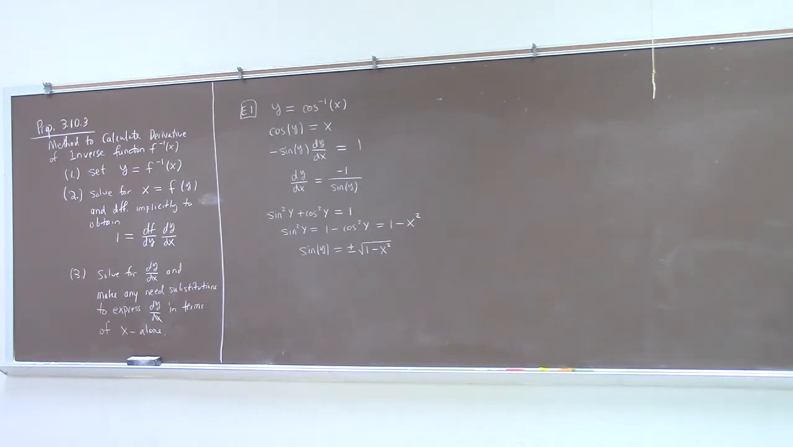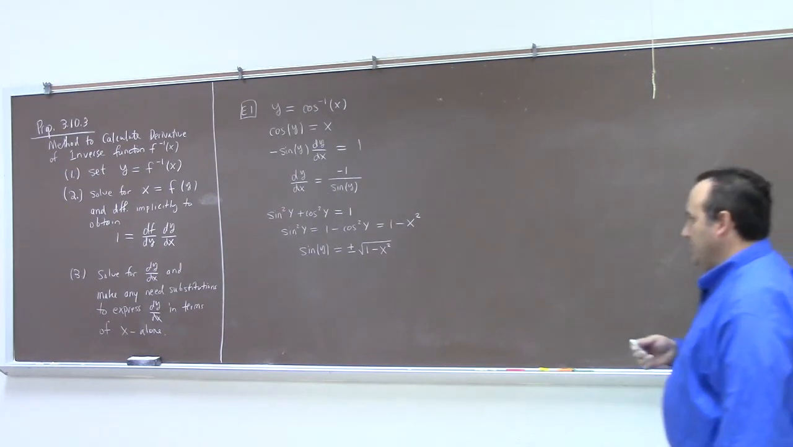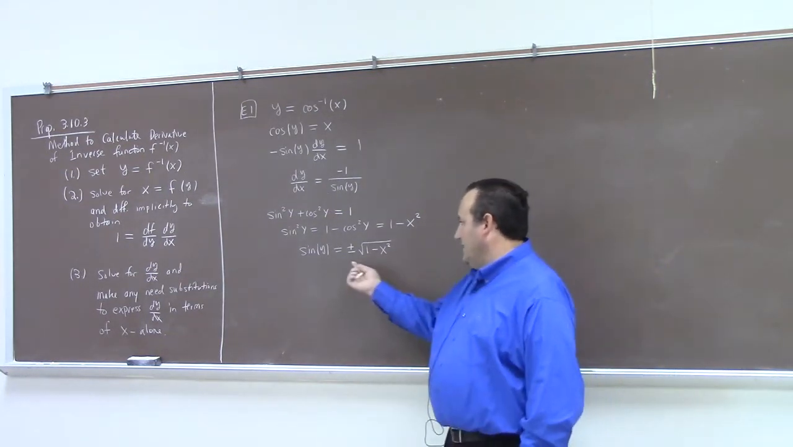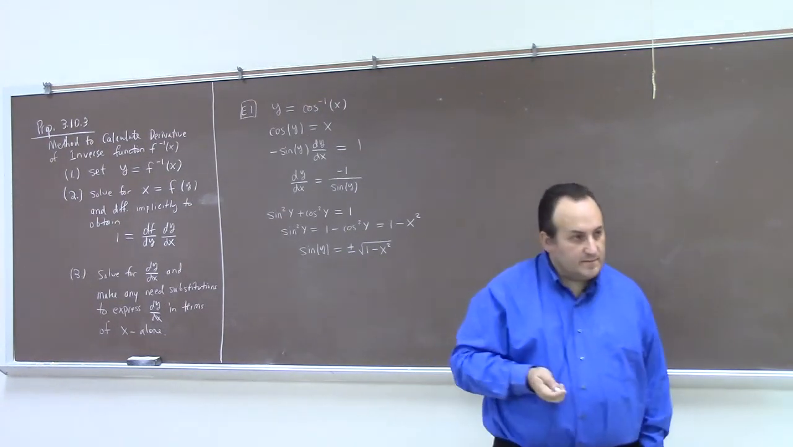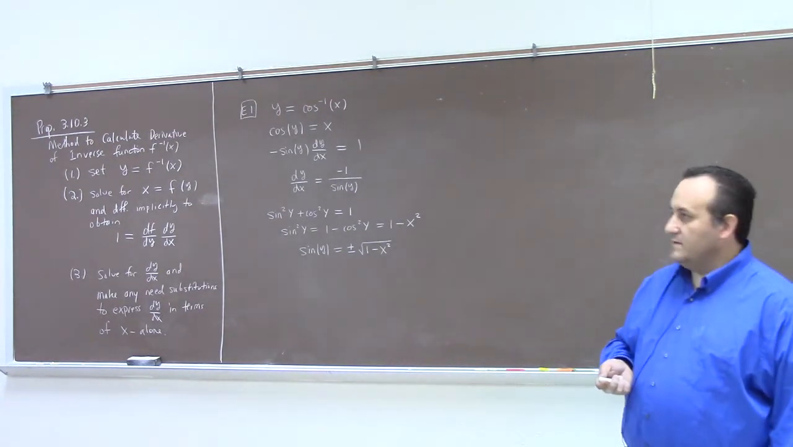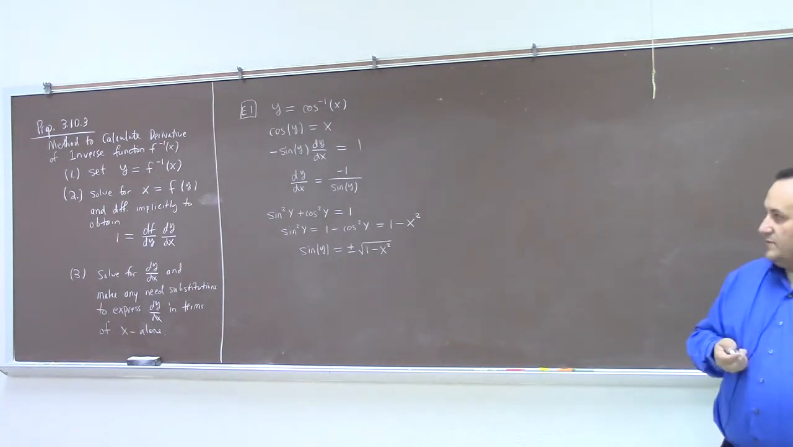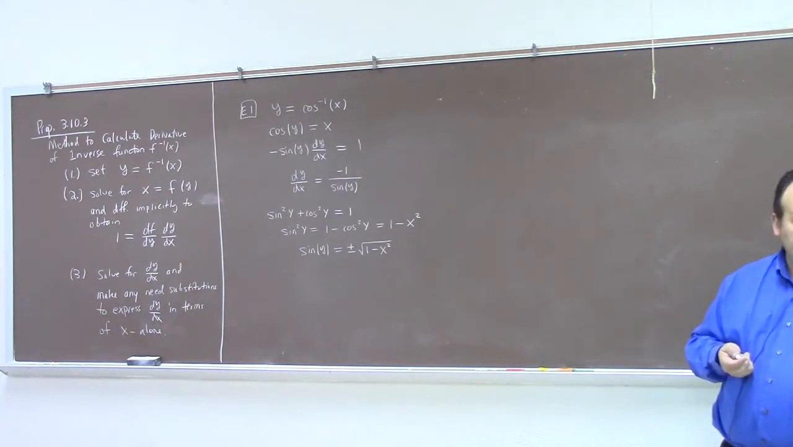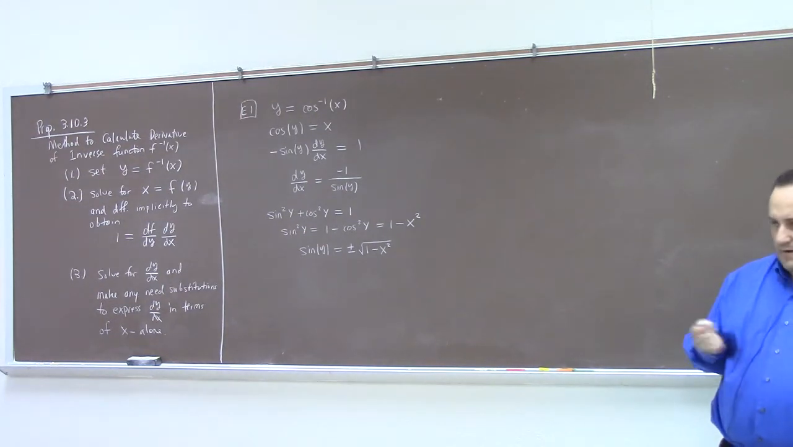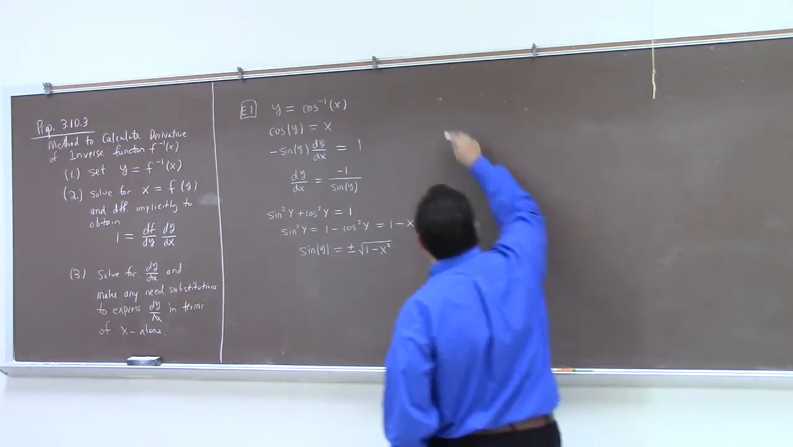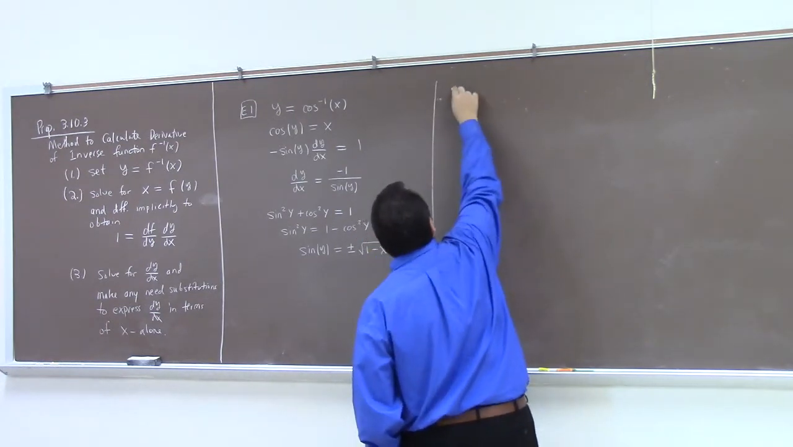So I think at this point, I need to take a little detour and prove a little theorem for you. It's a little bit more than a detour, but we're at a loss on how to choose plus or minus here, right? Because we could choose either one algebraically. Which one is the right choice for the derivative of inverse cosine? So I want to point some things out to you.